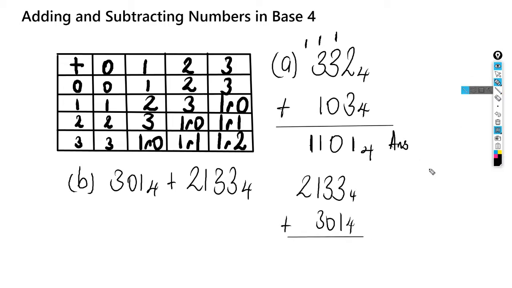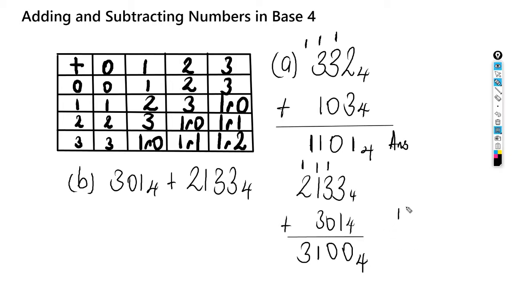All right, guys, so let's look at this example now, the second example. We have 2133 in base 4 added to 301 in base 4. So 3 plus 1 would give us 1 remainder 0. Same thing here: 0 plus 3 plus 1 is 3 plus 1, which would give us 1 remainder 0. Then 3 plus 1 plus 1 would give us 5, which is 1 remainder 1. Then 2 plus 1 would just give us 3. So the answer for this is 3100 in base 4.